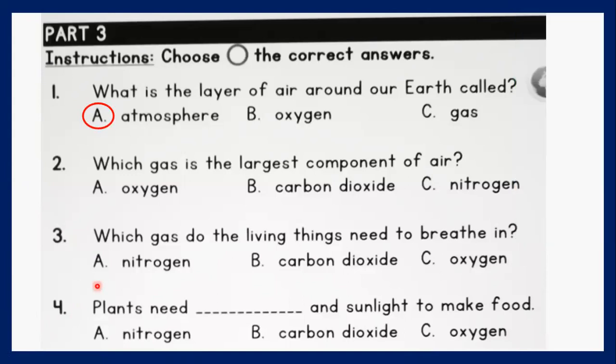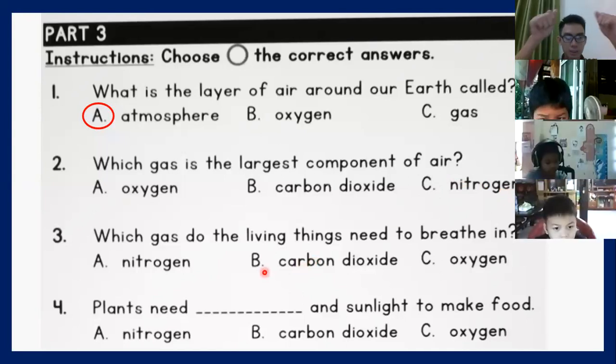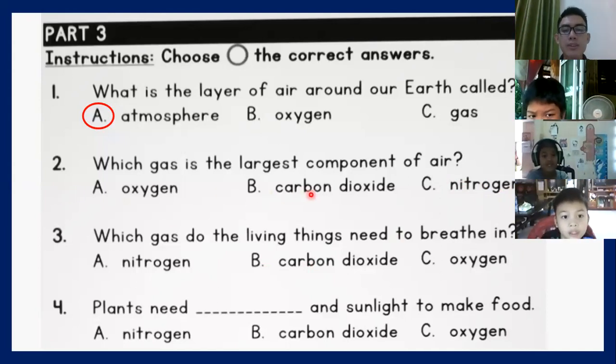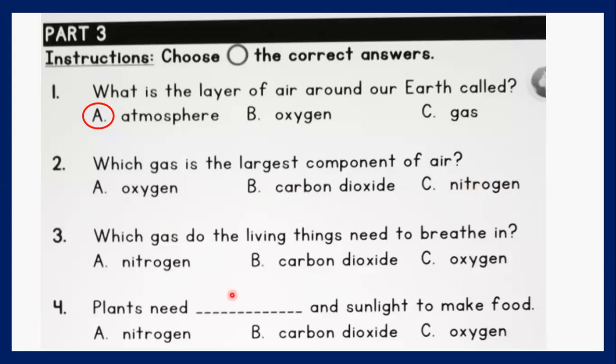Next, number two, which gas is the largest component of air? Which gas is the biggest component of air? A, oxygen. B, carbon dioxide. C, nitrogen. Very easy. Which gas is the biggest, the largest component of air? C. Are you sure? Yes, I'm sure. C, good job indeed.